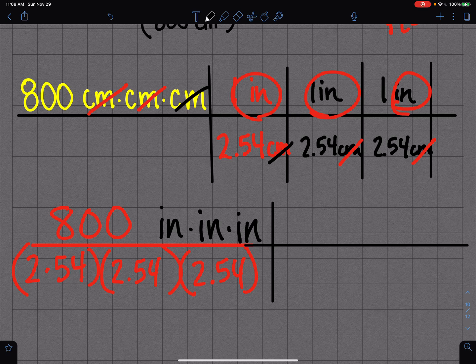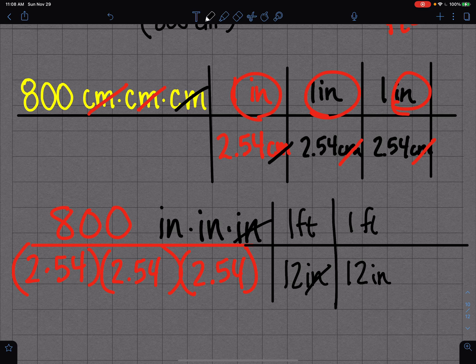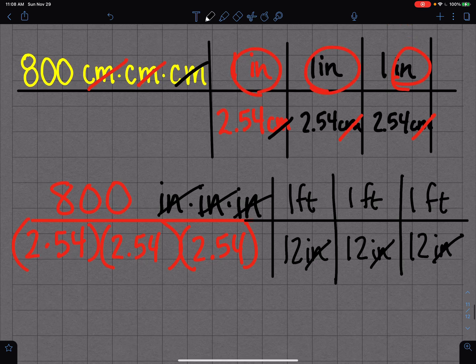So how many inches are in a foot? There's 12 inches in a foot, right? So does 12 inches go on the top or down here? Well, it has to go down here because that way the inches cancel out with those inches. So I'm going to put 12 inches in 1 foot. Now I've canceled out one of them, so I've got to do that again: 12 inches in 1 foot. One more: 12 inches in 1 foot. Bam, canceled.